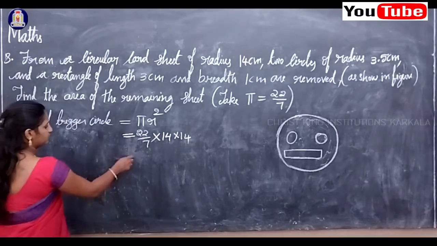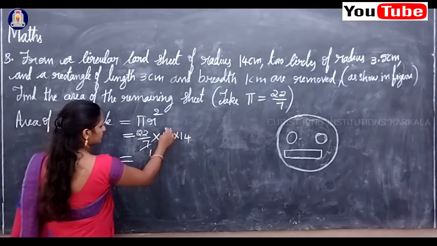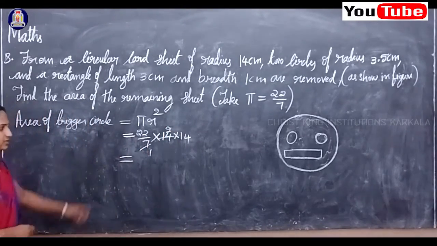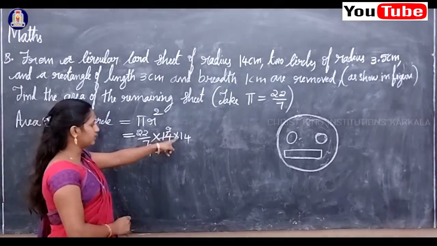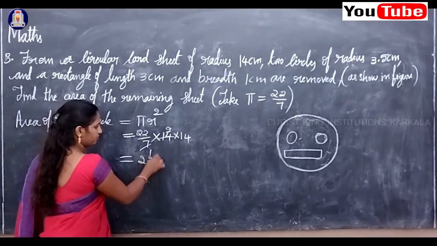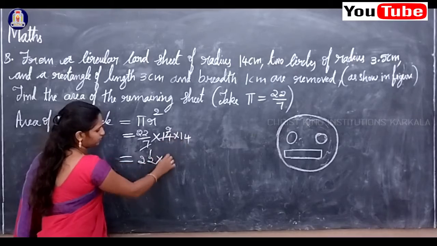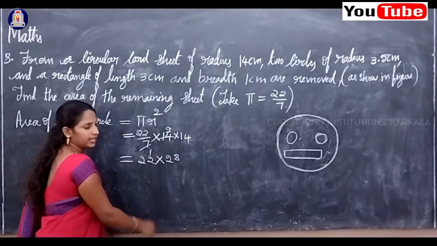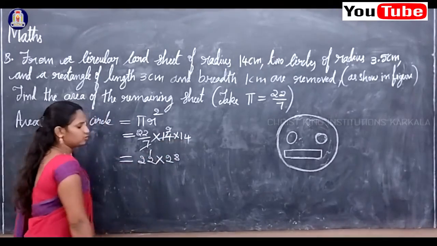Okay. So now 7 ones are 7, 7 twos are 14. We can simplify like this. 22 into 14. 14 twos are 28. Is it correct? 2 fours are 8, 2 ones are 2. 28.